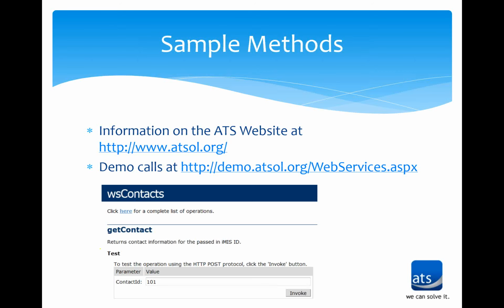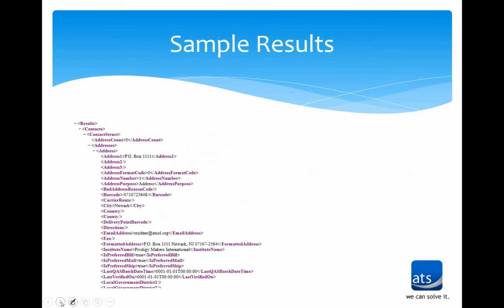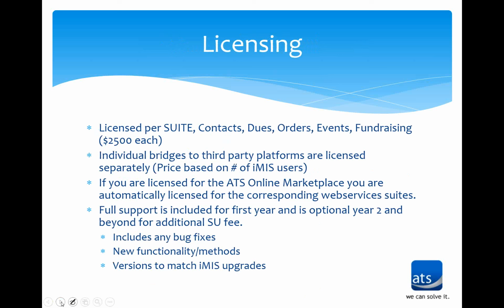Let me jump back to this and get just a couple more slides. There's the sample results. I put them in the slides so that if anybody wants the slides, we've got them there. Licensing. As I mentioned, licensing is per suite. Currently, contacts, dues, orders, events, fundraising are $2,500 each. That includes maintenance for a year, and then any kind of upgrades, if you say, hey, we just upgraded to 20.2, give us a new copy, we'll get you a new copy. Any special things as far as installation, we would charge you on a time and materials basis.